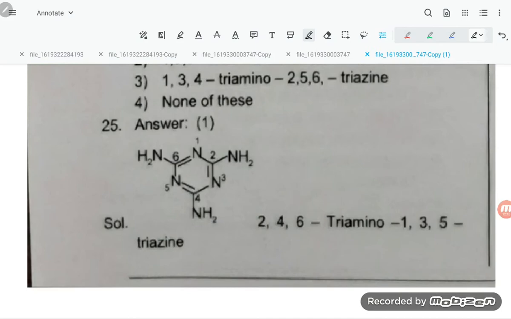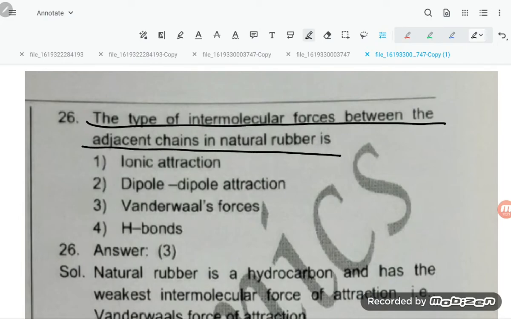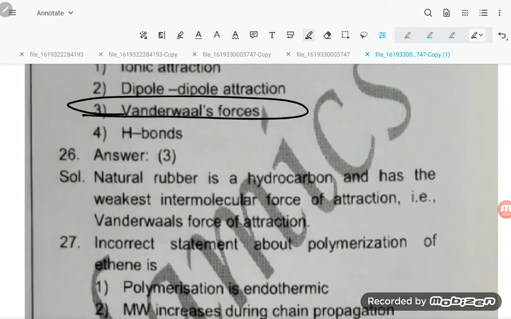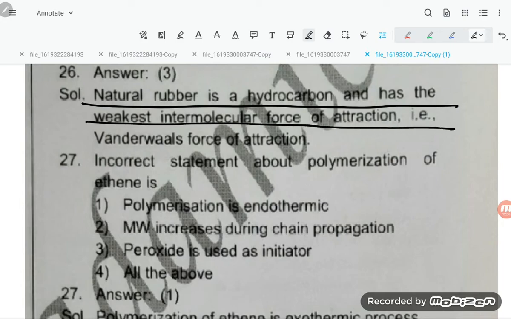Okay, so this is the formula of melamine. The type of intermolecular force between the adjacent chains in natural rubber is van der Waals forces. Natural rubber is a hydrocarbon and has the weakest intermolecular force of attraction, that is van der Waals force of attraction.